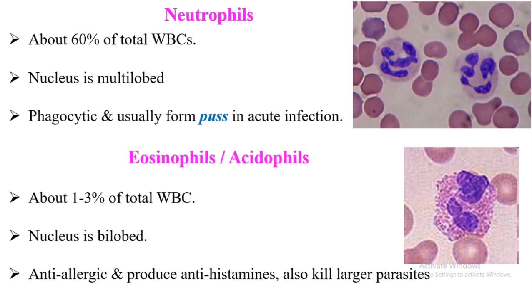Their function is anti-allergic and they produce antihistamines. Also, they kill the large parasites. So, anti-allergic and antihistamine properties are there in acidophils. Then third type of granulocyte, that means basophils. Now basophils, the name itself indicates basophils, that means the cytoplasmic granules of this type of WBC, they take basic stain or they are stained with basic dyes.